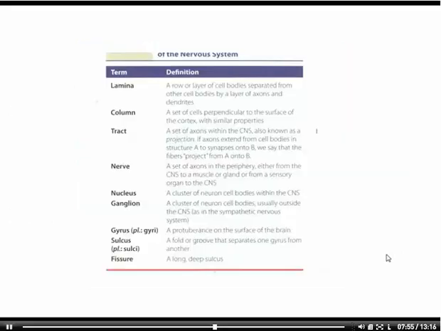Okay, now we're at the last section of the terminology part. Again, I'm really sorry, but I think there's just no other way. You're just going to have to try to memorize them. You don't see the terms laminae and columns so much, so I'm not going to put as much emphasis on them, but I do think you should know the difference between a tract and a nerve.